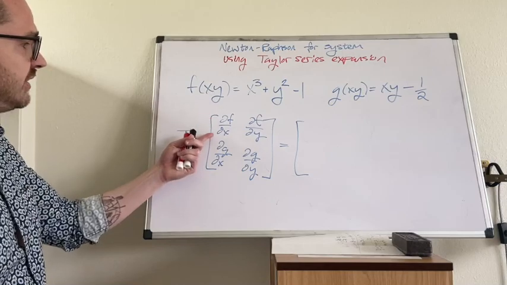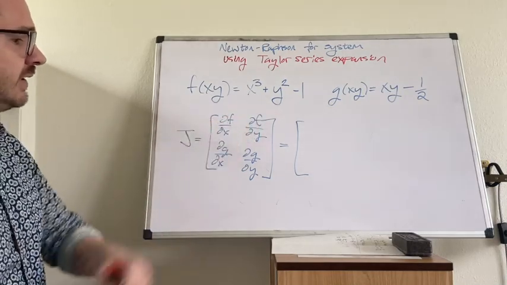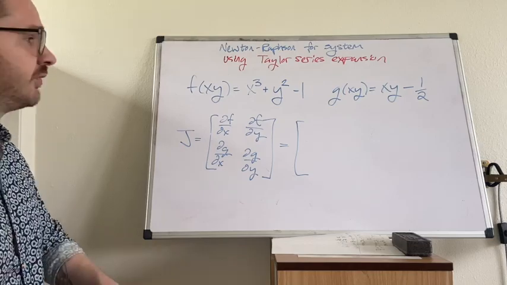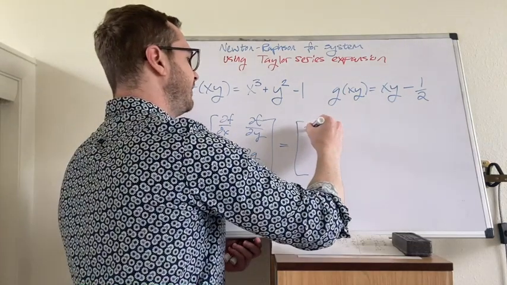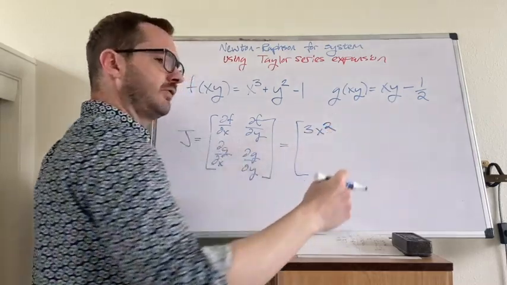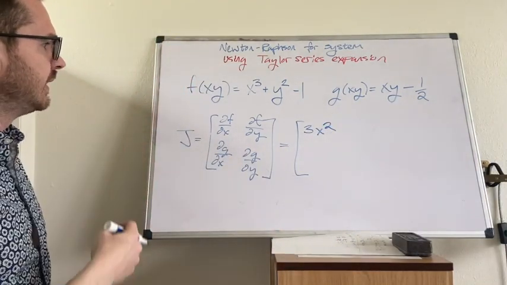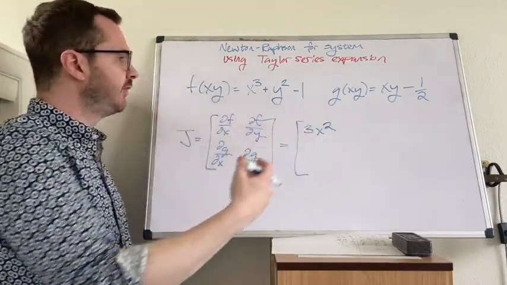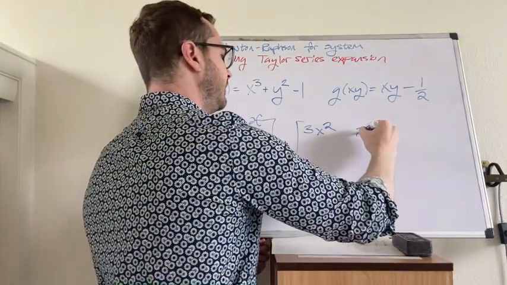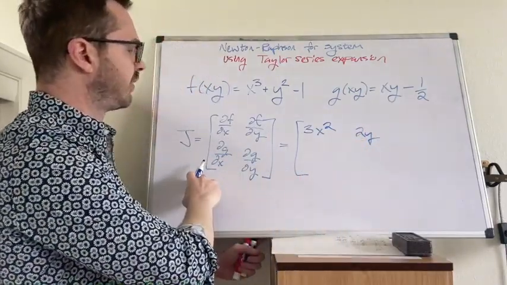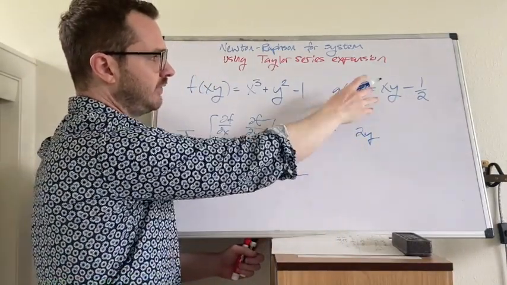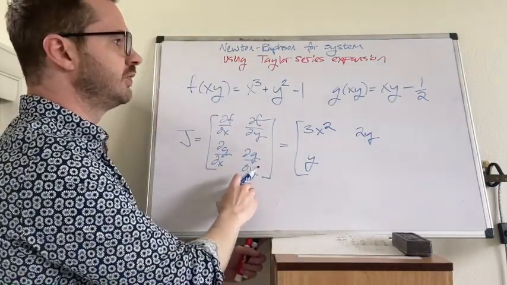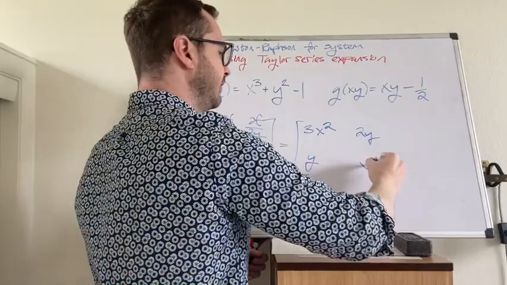Okay, so partial f with respect to x. Well, here's the equation, right? Just analytically take the derivative of it, and we will get 3x squared. Next, partial f with respect to y. We're treating x like a constant, minus 1 is a constant. This yields 2y. Partial g with respect to x is going to yield a y. And then partial g with respect to y is going to yield an x.